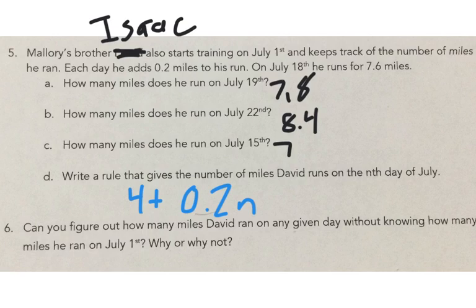Okay, so your goal was to figure out how many he ran on day 1. And you knew he had increased by 0.2 miles 18 times because he was on his 18th day. So 0.2 times 18, and then you subtracted that from 7.6 to find his starting number. Okay, that's cool. That'll work.